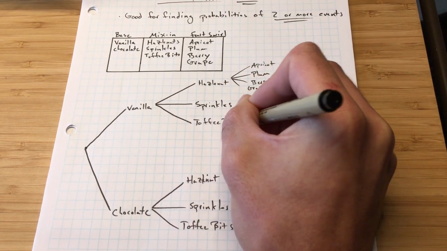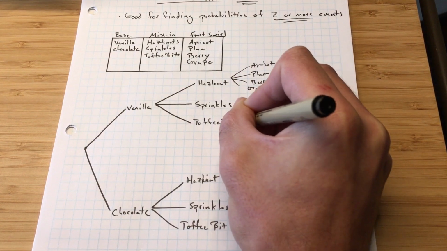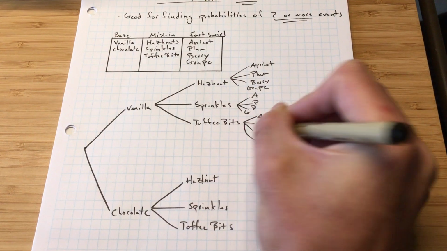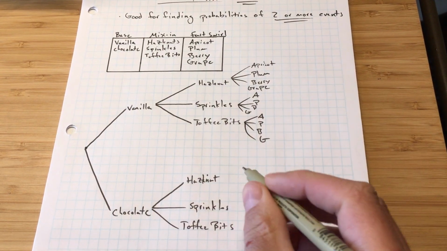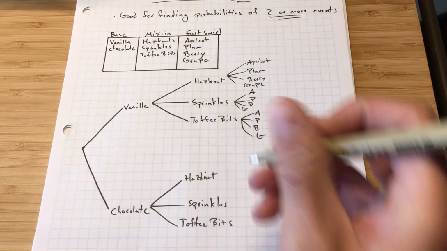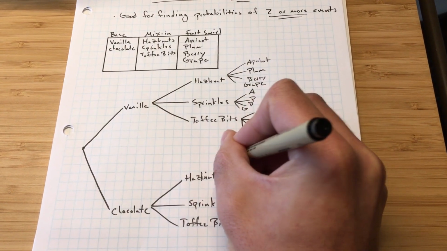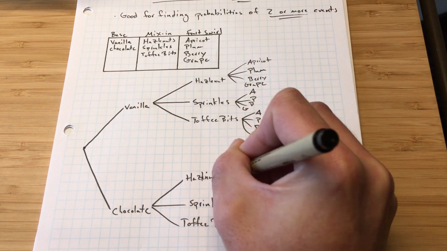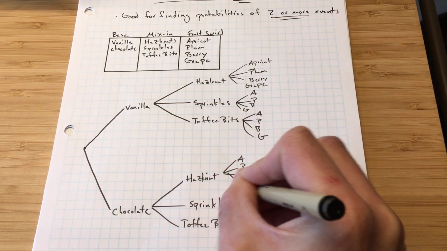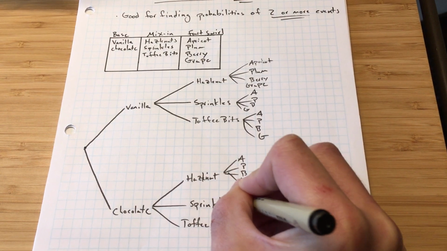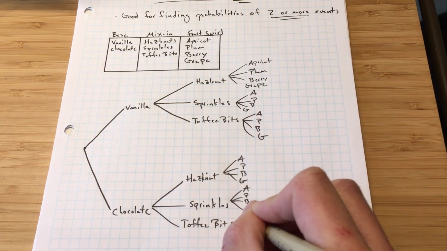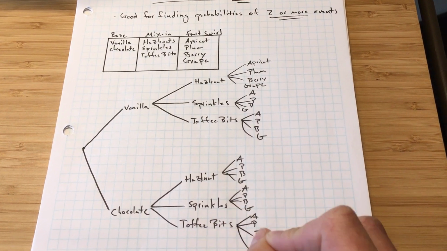Try to keep it organized because you need to be able to see all of the outcomes. And now again, when I come down here, we have those same 4 choices after we've picked chocolate and then the mix-ins. So again, apricot, plum, berry, grape.